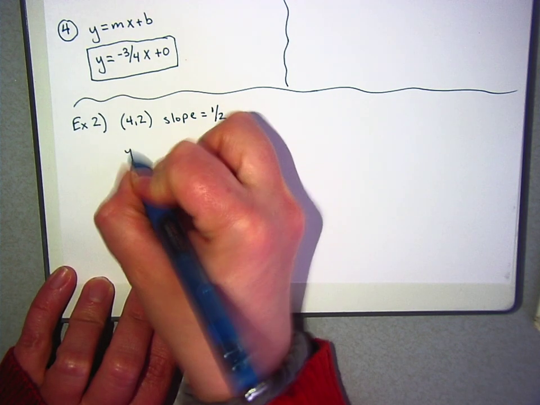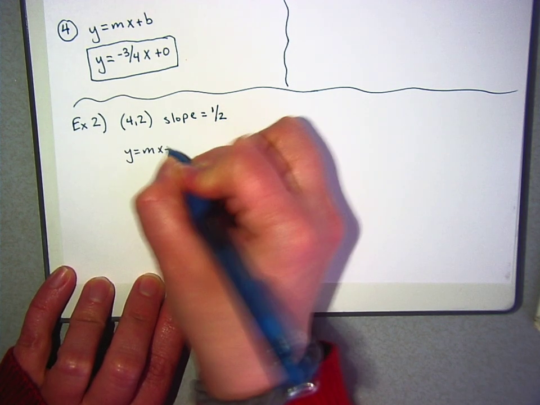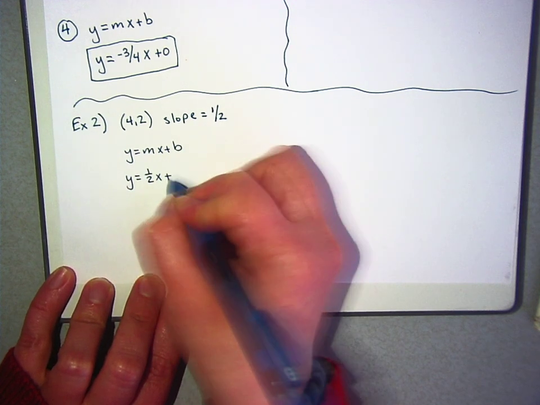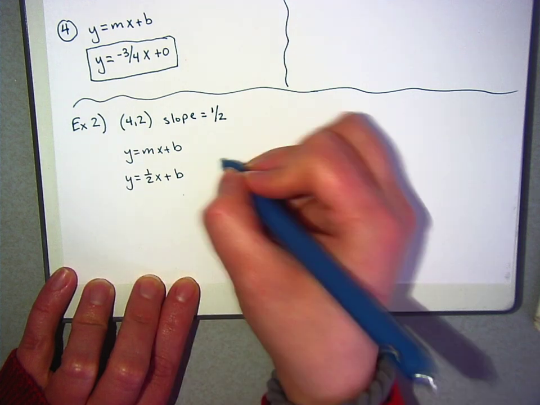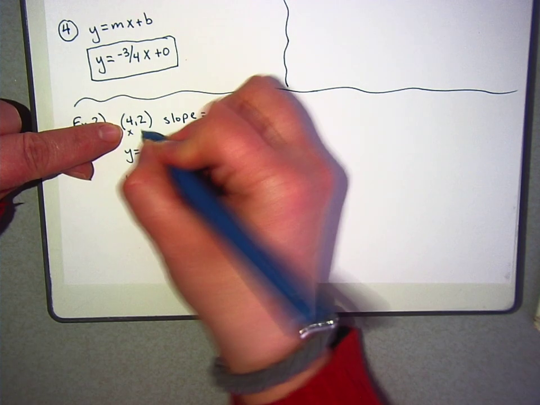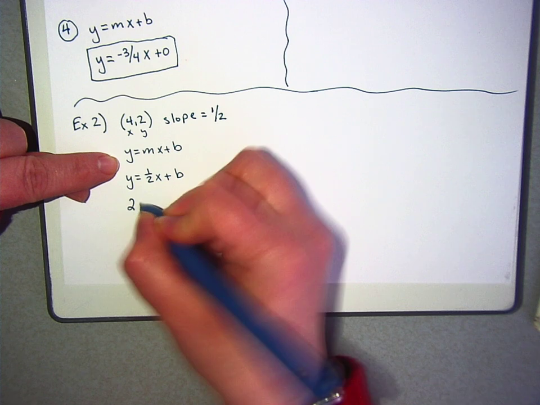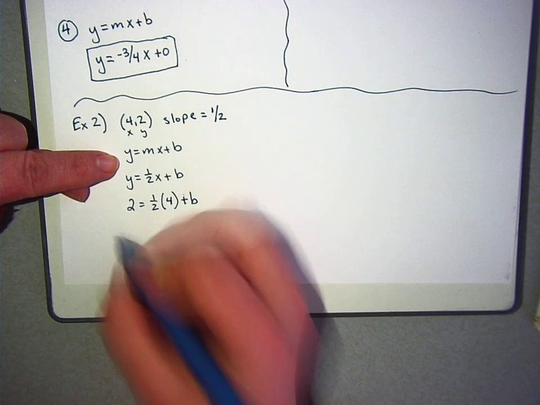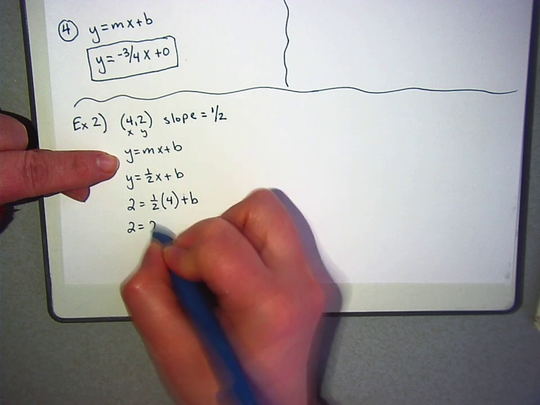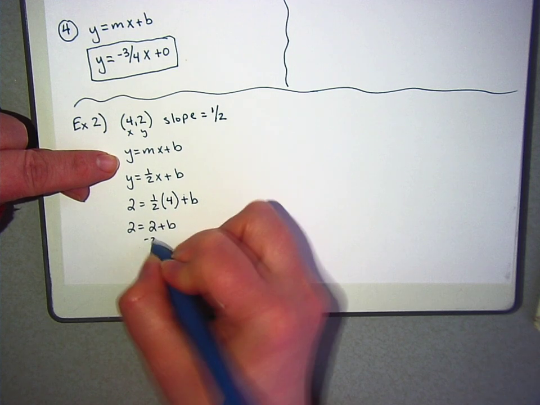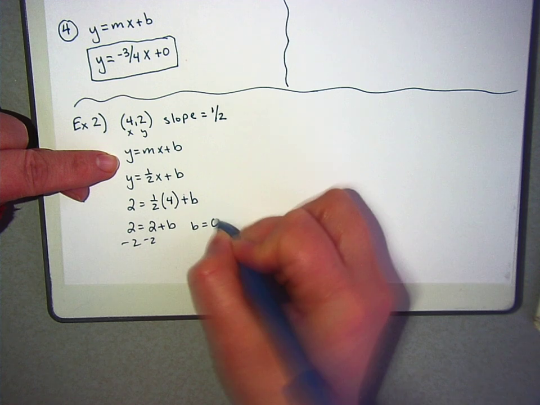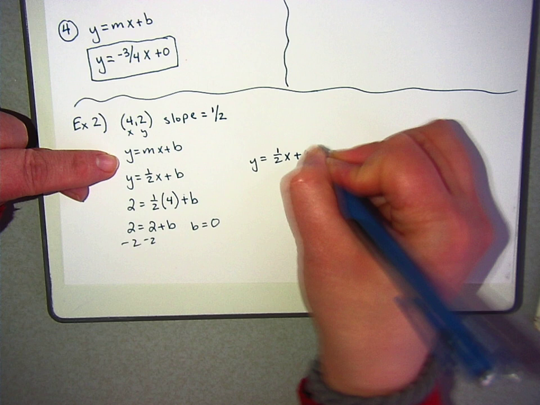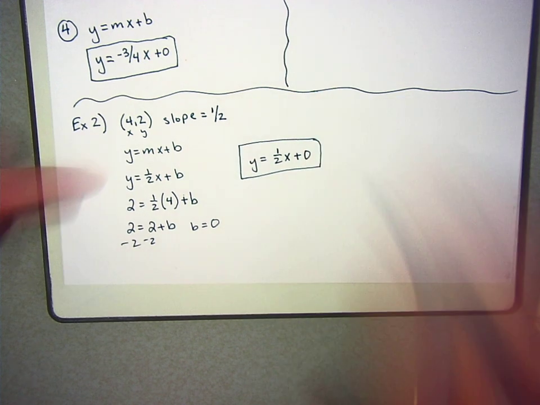So it's y equals mx plus b. First step is to plug in the slope, y equals 1/2 x plus b. And then I'm going to plug in my points, here's my x, here's my y, so it should have been 2 equals 1/2 times 4 plus b. So that's 2 equals 2 plus b, minus 2 minus 2, b equals 0. So my final answer is y equals 1/2 x. You could write plus 0 or just y equals 1/2 x.